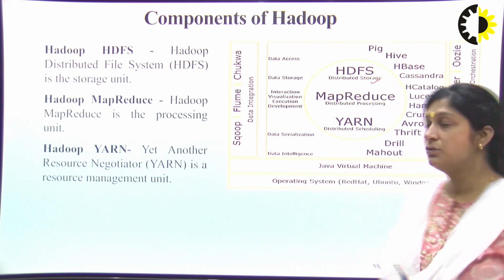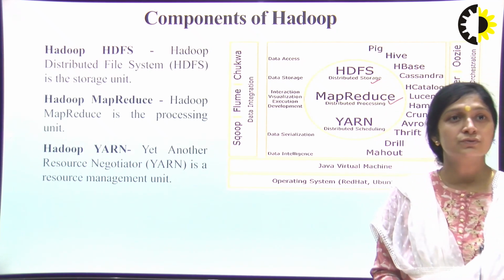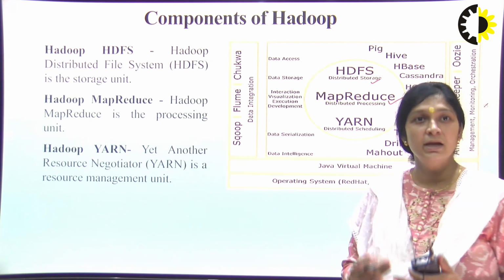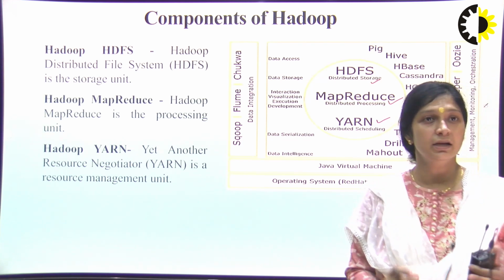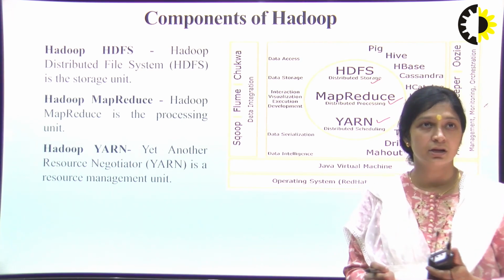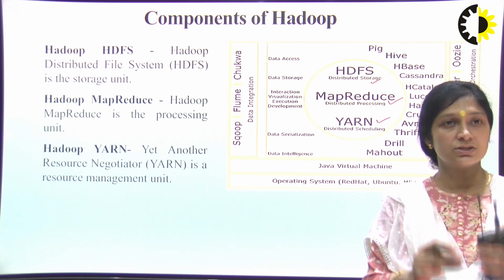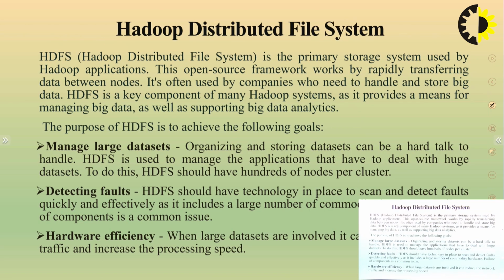In that case, we will use MapReduce, the second component of Hadoop, that is used for distributed processing or parallel processing for efficient processing. And the third component of Hadoop is Yarn, Yet Another Resource Negotiator. We will understand the third component in the next video. This is used for distributed scheduling. Basically, we use it for scheduling purposes. Now we will understand the first component, that is HDFS.